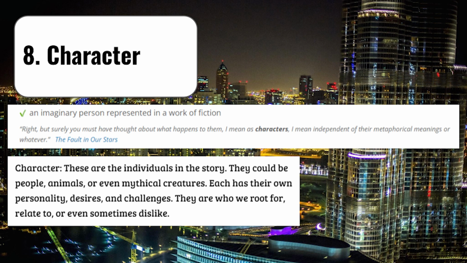Speaking of characters, term number eight is character, and that's an imaginary person represented in a work of fiction. These are the individuals in the story. They could be people, animals, mythical creatures. It doesn't matter as long as they're the things or people you're following in a work of fiction. Each has their own personality, desires, and challenges. They're who we root for, relate to, or even sometimes dislike. And usually the better the author, the better the characters you're going to have in a story. The more believable, the more likable, or even sometimes dislikable they're going to be.